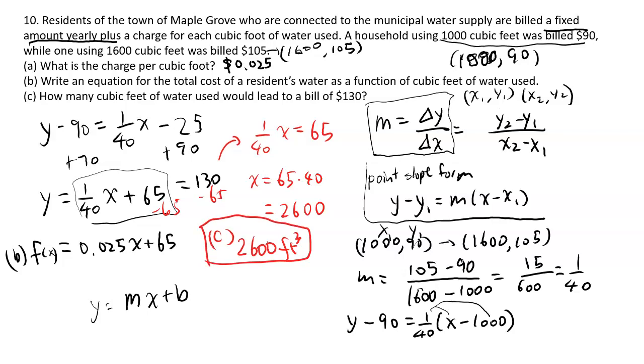Now, you have to check the reasonableness of this answer. See, 1,000 cubic feet was 90, and 1,600 was 105. So 2,600 being 130 is kind of reasonable, so I like that answer.